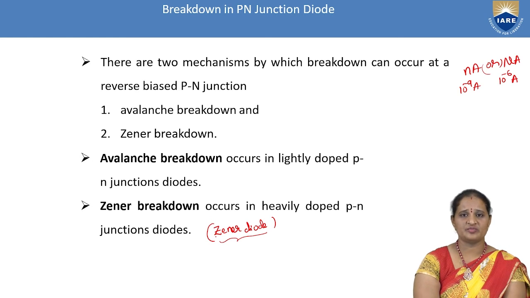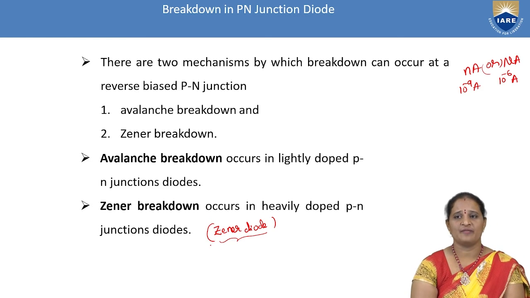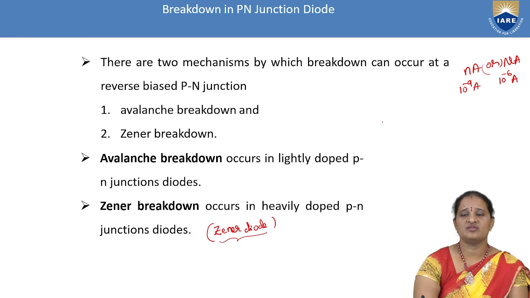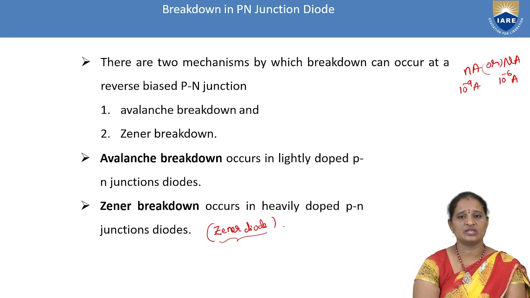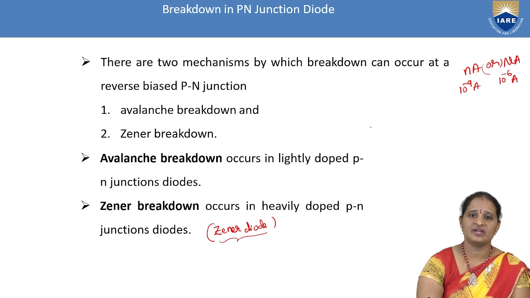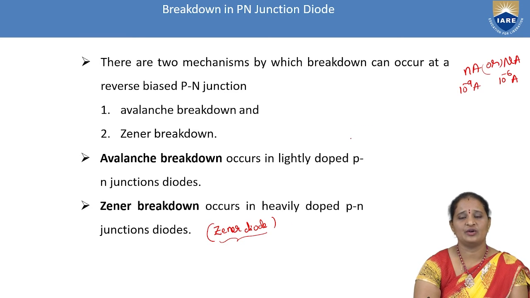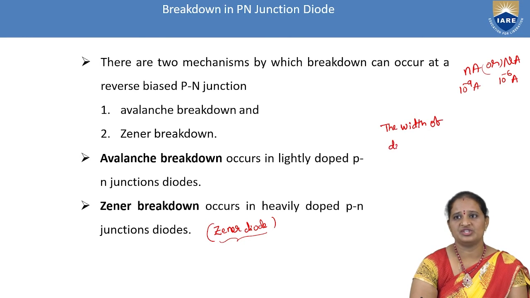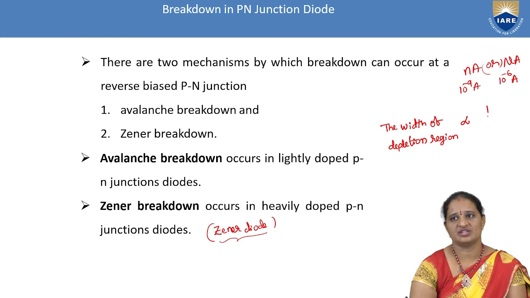So what is this avalanche breakdown and Zener breakdown? Let us see now. Before going to that, first of all, I am talking about lightly doped diodes and heavily doped diodes. What is the difference in case of heavily doped and lightly doped? Here you can observe that the width of the depletion region is inversely proportional to the doping concentration.